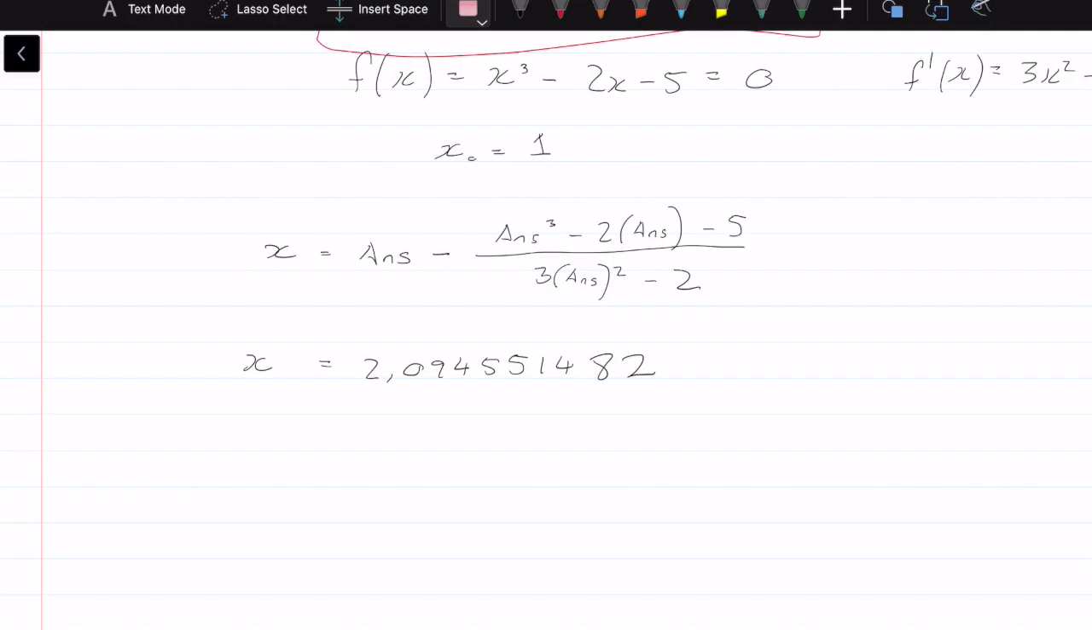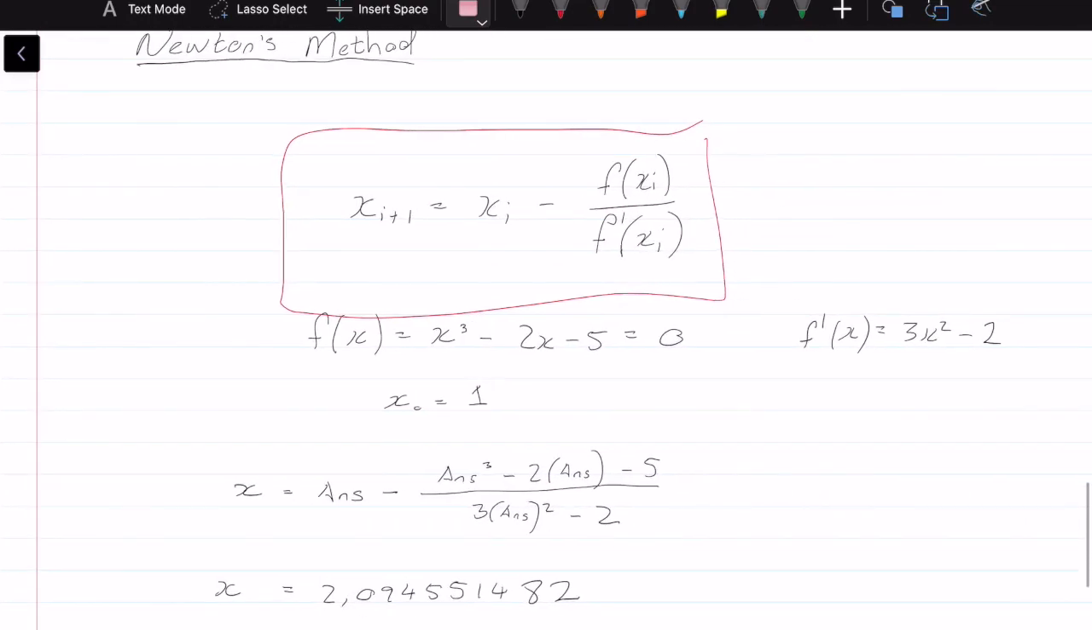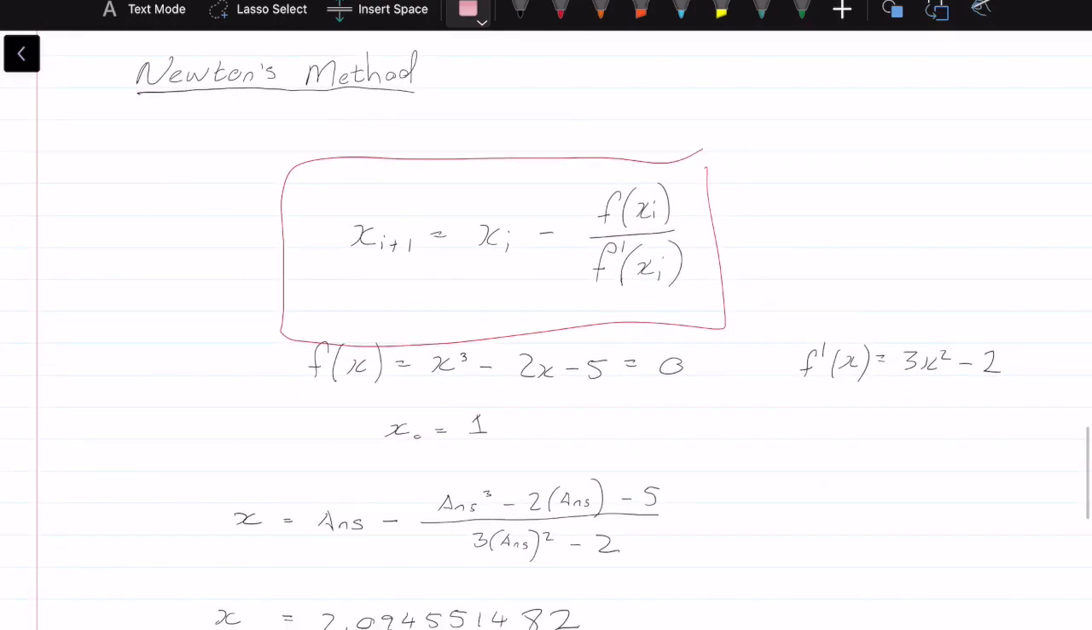So Newton's method is quite easy, but there are some things that we need to be mindful of. Firstly, we need to be able to give f dash of x, so we must know the derivative. If we don't know the derivative, then we can't use this method.